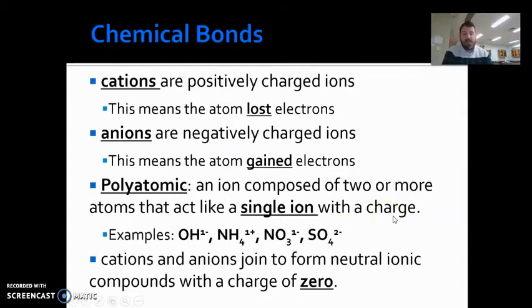All right, so cations and anions will join together to form a neutral ionic compound, and these will have a charge of 0. So our job is going to be to cancel these charges out. And if we have a positive ion with a positive charge and a negative ion with a negative charge, if we add those two together, let's say it's like a positive 2 and a negative 2, we get 0. And that's what we mean by adding them up to 0.